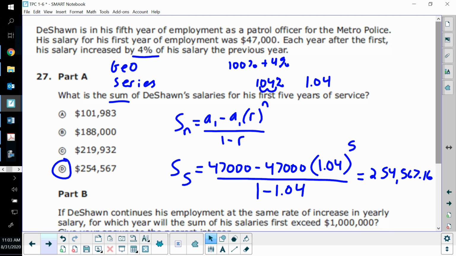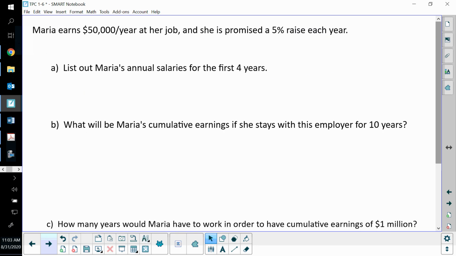We're going to skip part B, and we're going to do part B down on the bottom for Maria. Maria earns $50,000 a year at her job, and she has promised a 5% raise each year. What will be her cumulative earnings if she stays at the employer for the first 10 years?